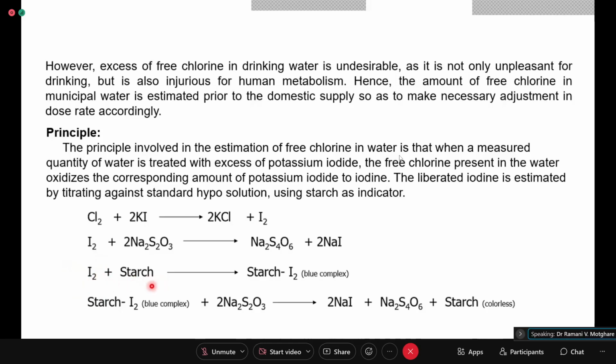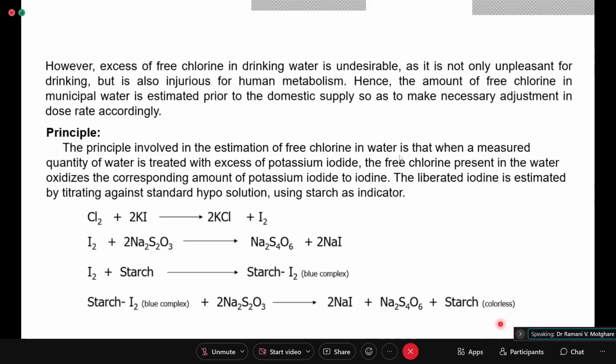Okay, so what is the final reaction? Starch iodine blue complex with sodium thiosulfate gives NaI plus Na2S4O6 sodium tetrathionate, and starch which is set free is colorless. Okay, so these are the reactions taking place during determination of free chlorine.